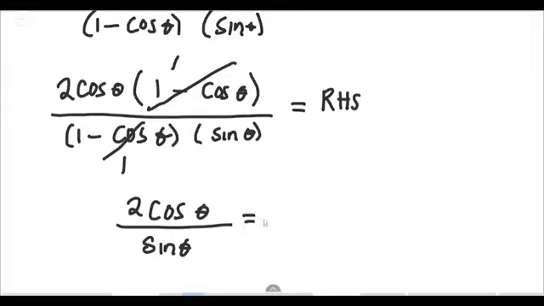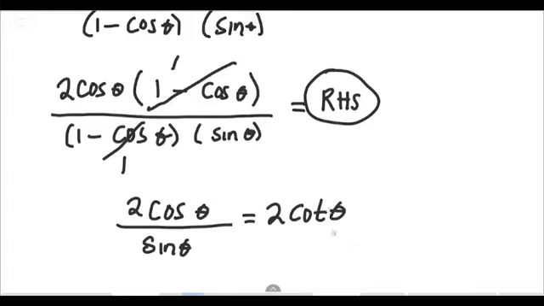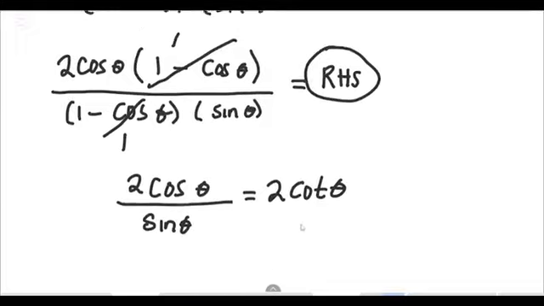Equal to, now let's recall what was our right hand side. Our right hand side was 2 cot theta. I've just put it there so that we are clear. We want to see if the left hand side will indeed be 2 cot theta. And then from here, let's do this.